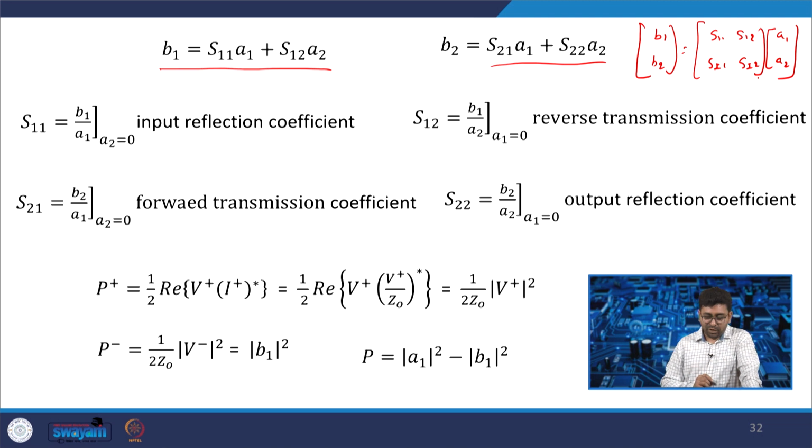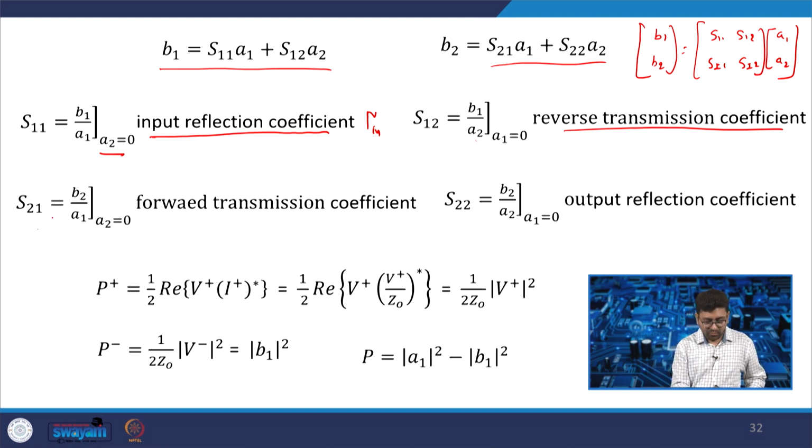So, if we want to find S11, then we need to make A2 equal to 0. So, S11 is nothing but B1 by A1, and this is the input reflection coefficient gamma in, which is a very important parameter when we want to find the input matching. Then there is S12, which is B1 by A2, which is the reverse transmission coefficient, which will also provide the reverse isolation between port 2 and port 1.